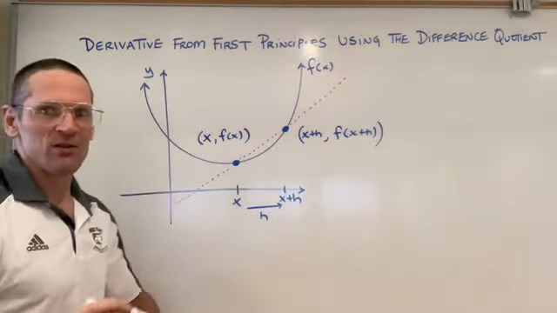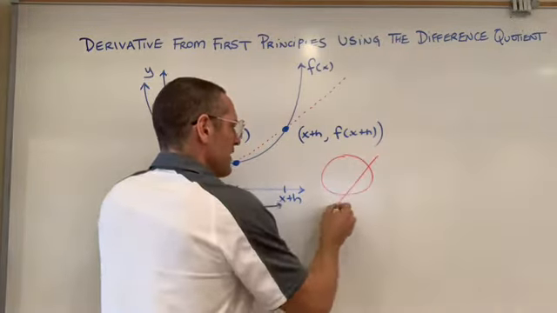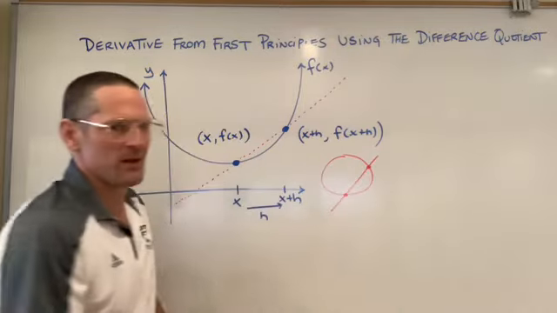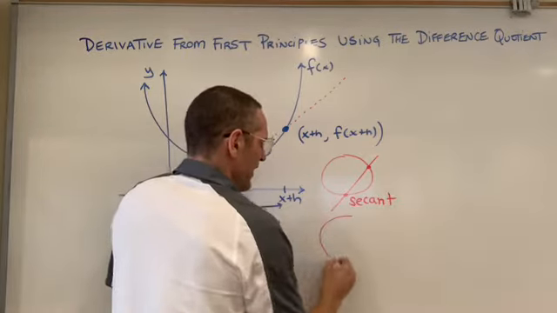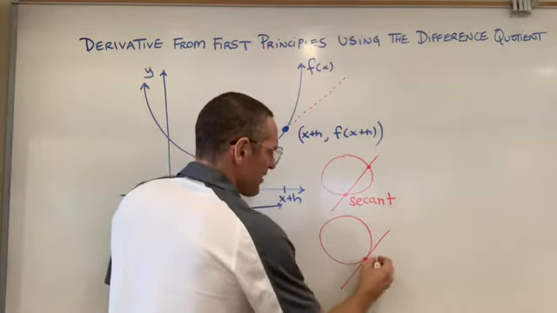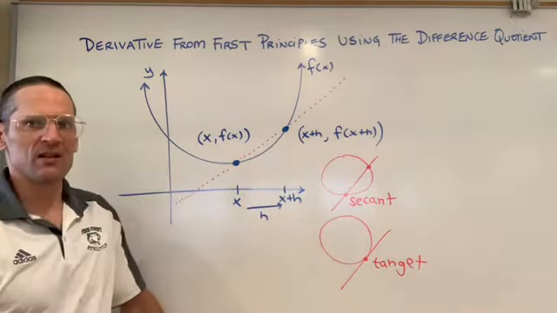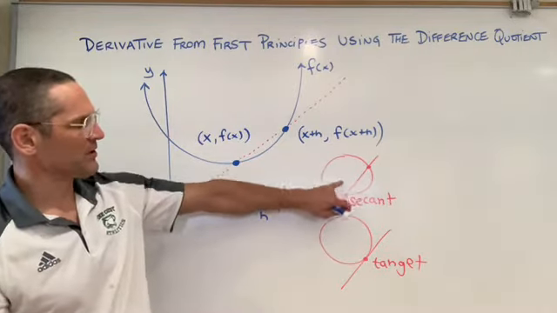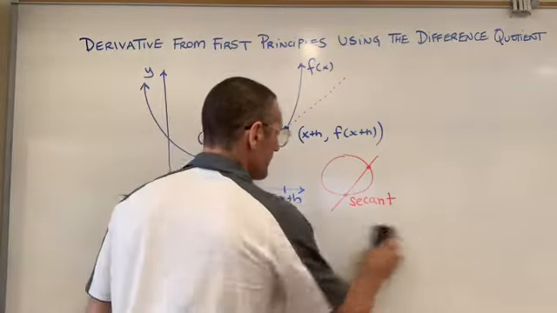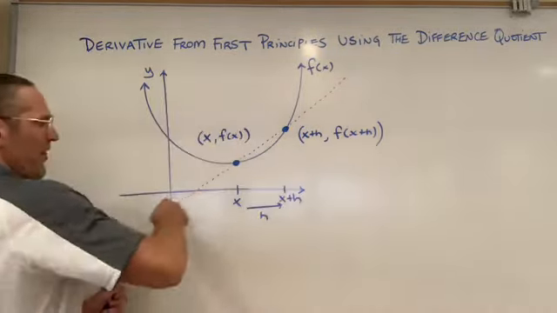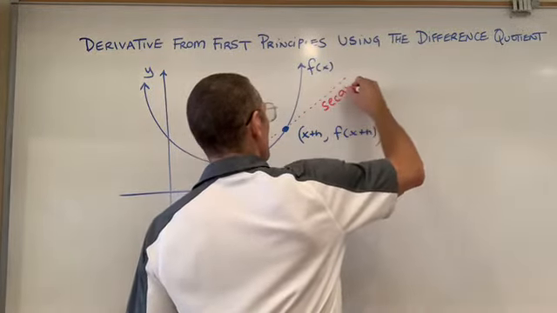Now, if you channel your inner geometry student, you'll remember that if we have a circle that's intersecting in 2 spots with a line, we call this a secant line. And if we have a circle that just kisses our graph in 1 spot, we call that a tangent line. So a secant line, 2 points of intersection. Tangent line has 1 point of intersection. So when I draw this line here, this is clearly a secant line.